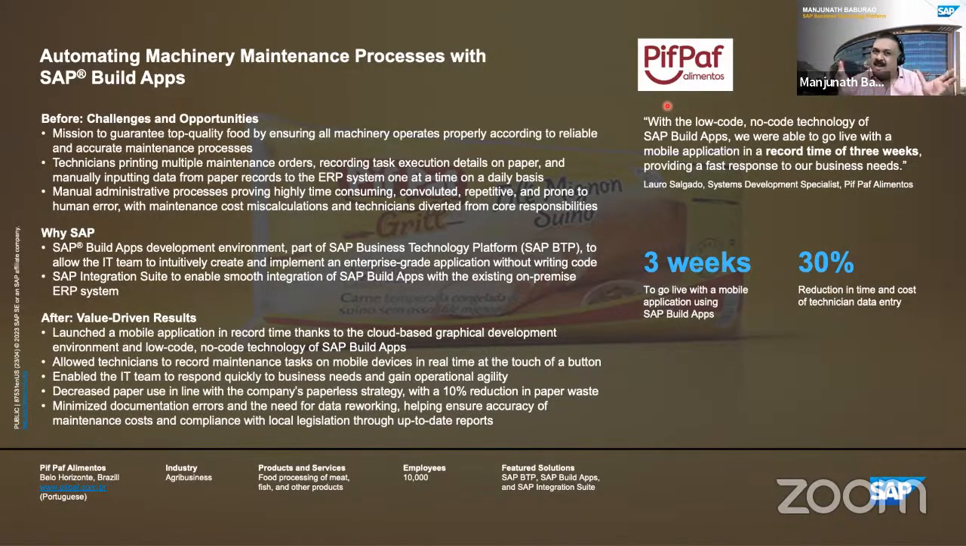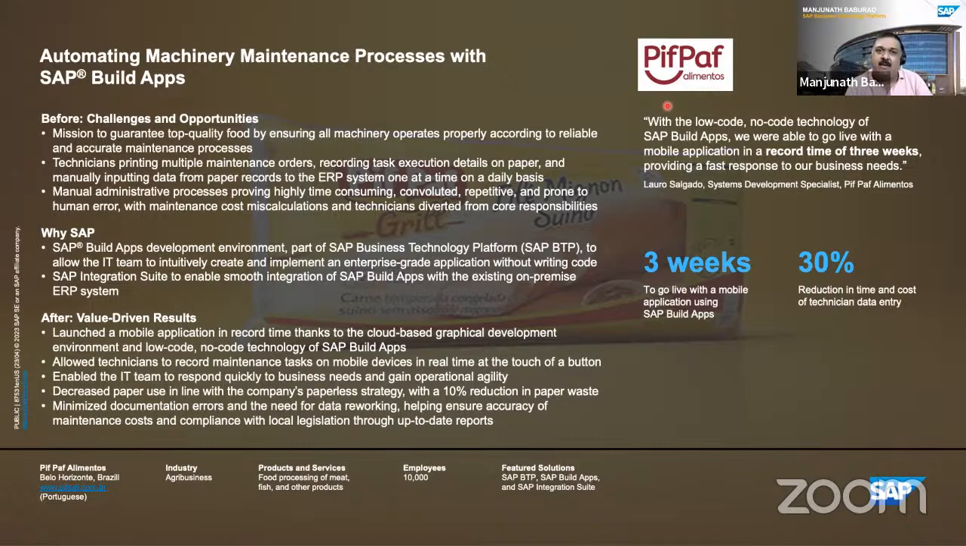So all these kind of manual inefficient processes are completely gone away by having a mobile application in the hands of the technician when they visit these factories, right? Now, it might seem to be very, very intuitive that, hey, this is so easy, but see the amount of difference that it made at a company like PIFPAF Alimentos. Now, this already is a very strong use case.